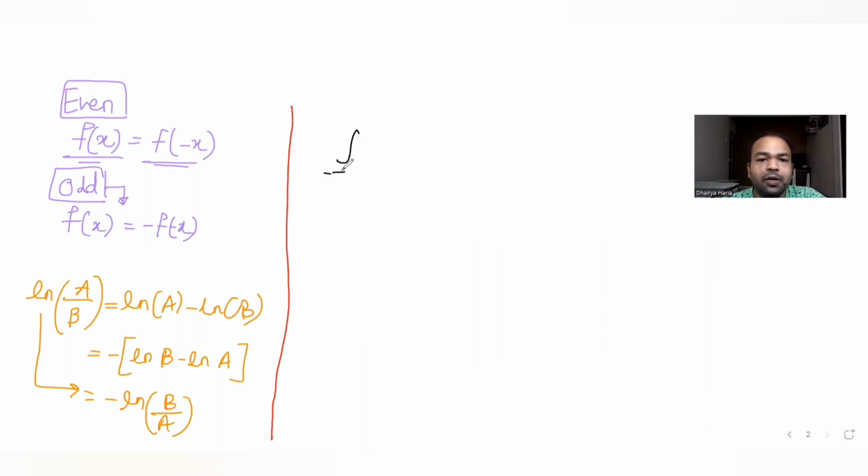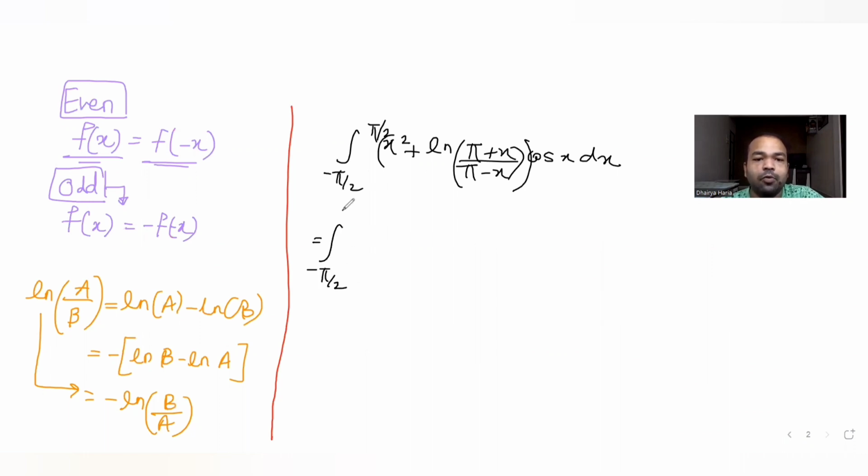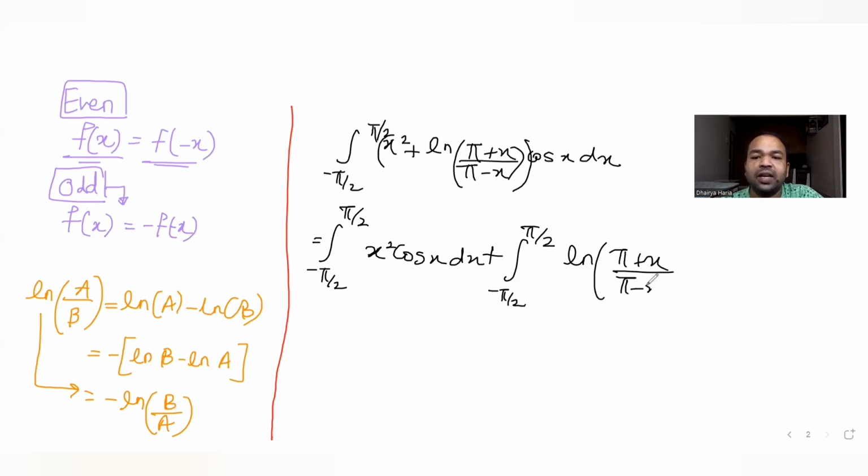So we were given the question: integral from minus pi by 2 to pi by 2 of x square plus log of pi plus x upon pi minus x into cos x dx. So we have been given this entire expression. If I try to split this, you get integral from minus pi by 2 to plus pi by 2 of x square cos x dx, and plus integral from minus pi by 2 to pi by 2 of log of pi plus x upon pi minus x into cos x again dx.